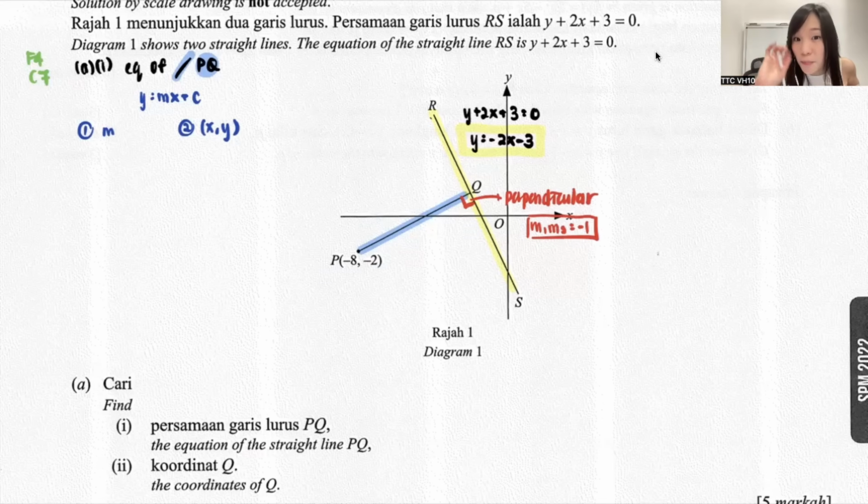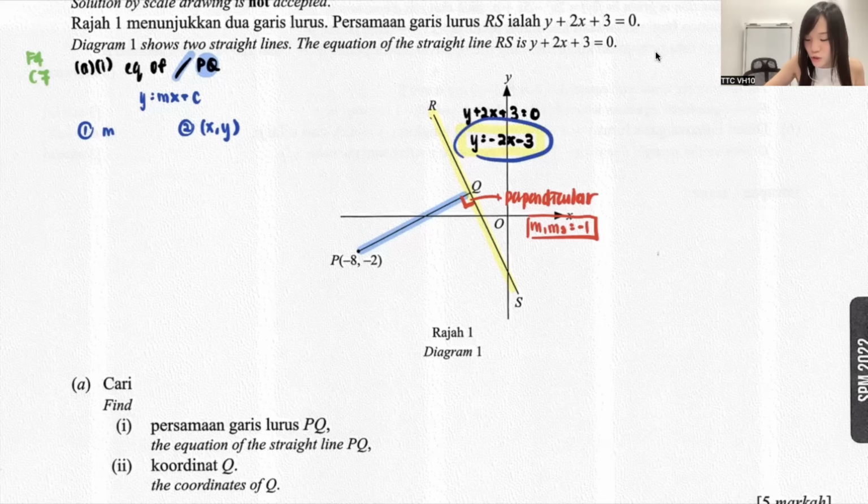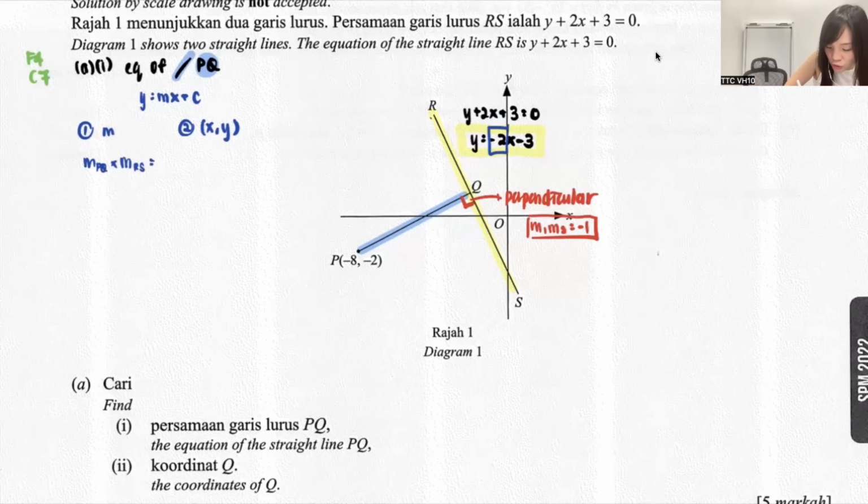So now I want to find the blue one. I just need to find the yellow gradient. And do I have the yellow gradient? Yes, because the yellow color has an equation. So y equals to mx plus c, isn't it the m, the yellow color gradient, is already -2. So please understand that you want to find gradient for PQ. Isn't it gradient for PQ times gradient for RS should equal -1? The blue color one times the yellow color one equals to -1.